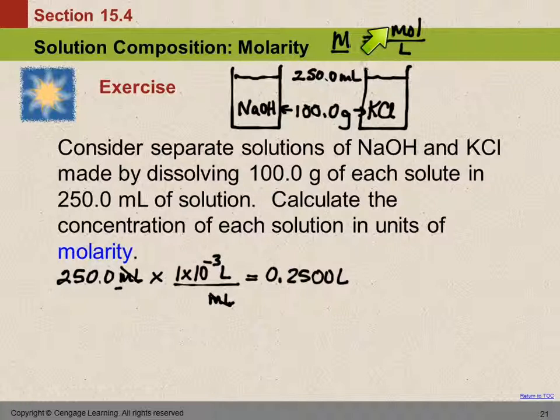Now we need to find the number of moles. Let's do the sodium hydroxide first. So we have 100 grams of sodium hydroxide, and we need to figure out how many moles of that we have. So we're going to multiply by moles and divide by grams. All right, this is just using molar masses to convert.